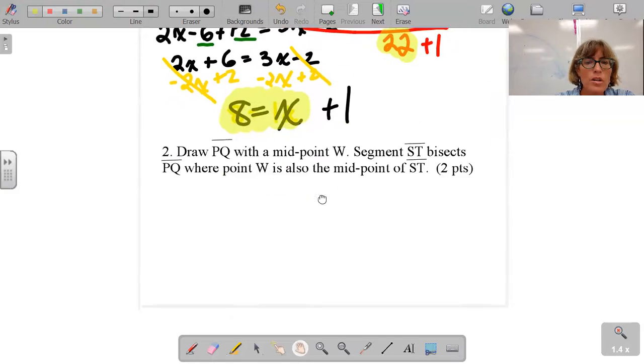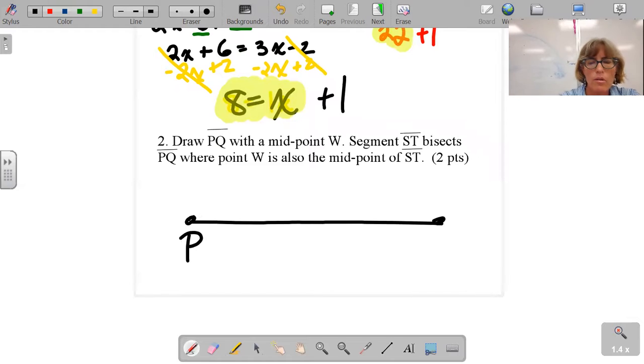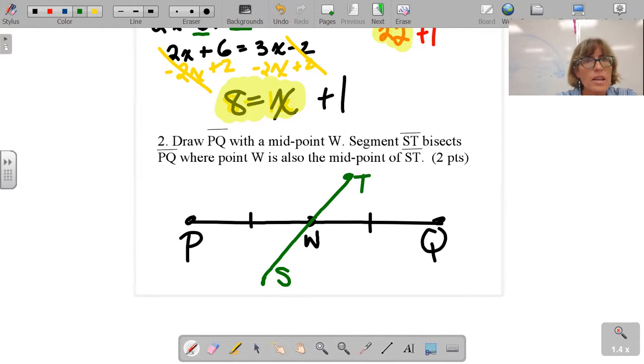This one down here should look something like this. You have a segment PQ, and it has a midpoint of W. Because of that word midpoint, they must have these hatch marks. And then going this way, the segment ST bisects PQ, so that W is also the midpoint of ST. There should be 2 hatch marks on either side.